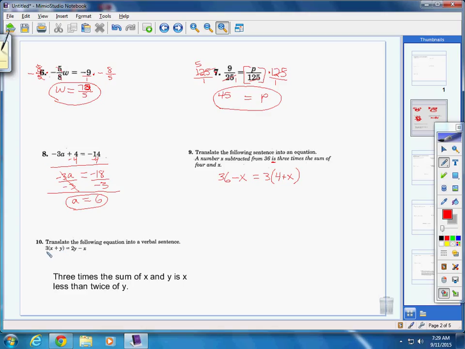So I say, this is how it should sound. 3 times the sum, that's my addition sign, of x and y is, that's my equal sign, x less than twice of y. So 2y, twice of y, and you need x less than that, so minus x. Okay, so if I had said like 3 less than 2y, you'd have 2y minus 3. In this case, it's x less, so it's 2y minus x.